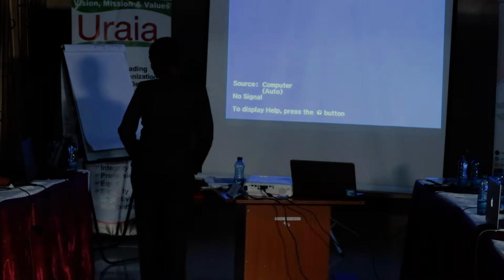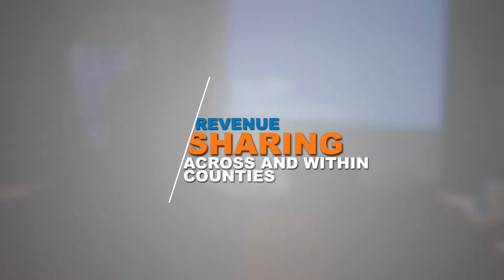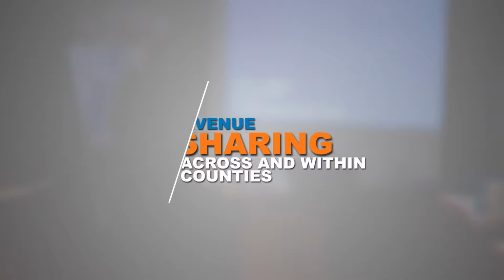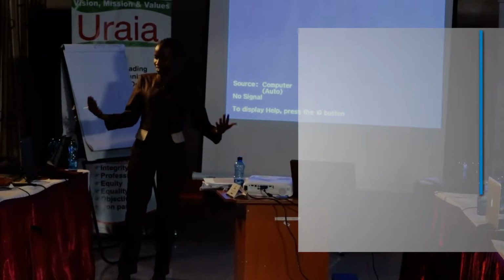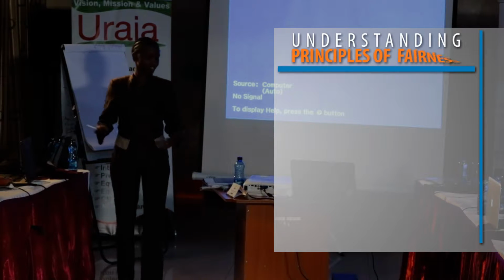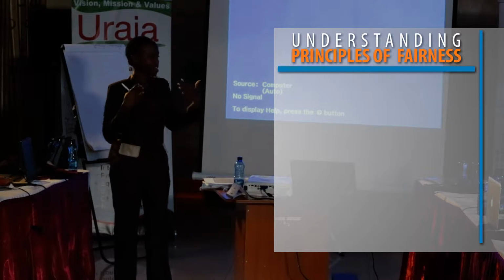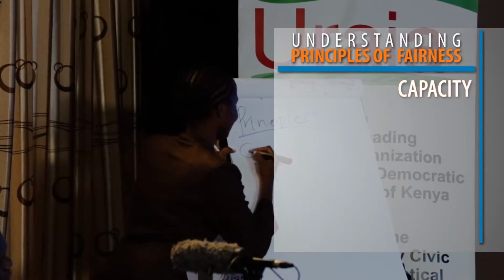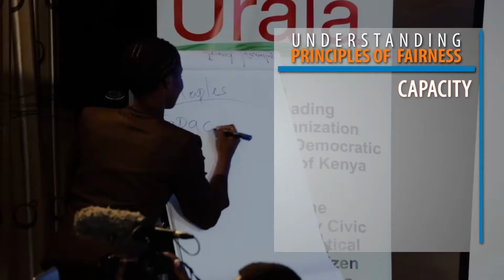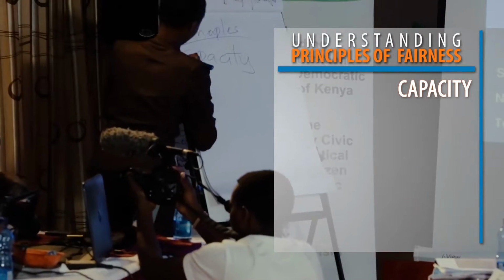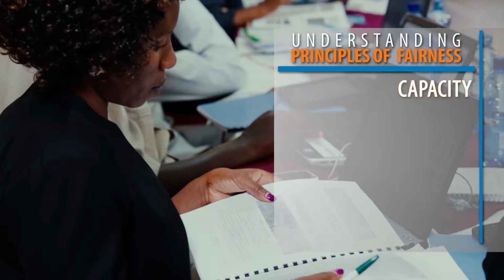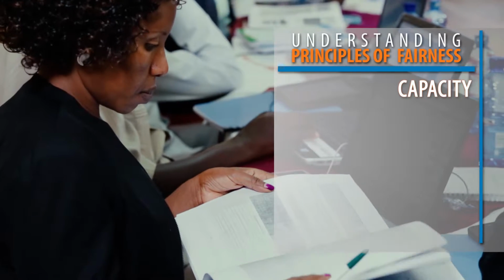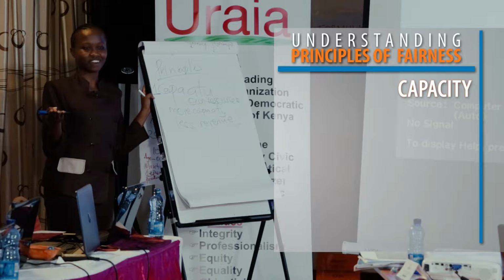What principles should we take into consideration when we divide revenues? I want you to explain how we take these principles into consideration, applying them to our own counties. I think the cartoon talked about capacity. Capacity, all right. Those counties or wards that have more capacity should be given less. Do we all agree? Anyone with a contrary opinion?